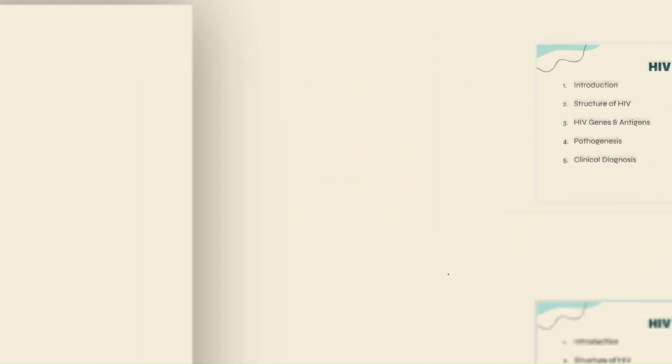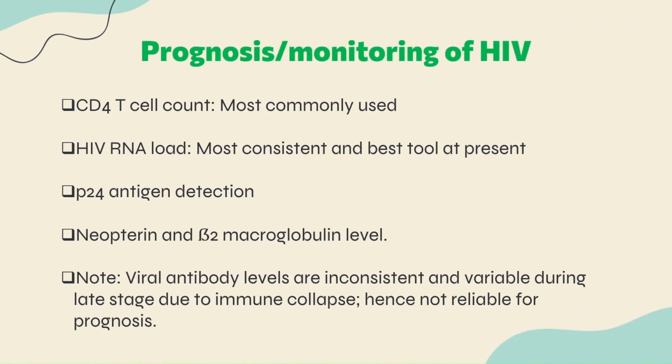Now, see guys, in this particular topic for monitoring of HIV or for knowing the prognosis of HIV, these are the following tests that we can make use of. Of which the most commonly used test is the CD4 T cell count. The most consistent and the best tool at present for the prognosis or monitoring of HIV is the HIV RNA detection, guys. Take care, doing a viral RNA detection. It's a gold standard test for HIV, yes or no? So that is one of the tests that we can do.